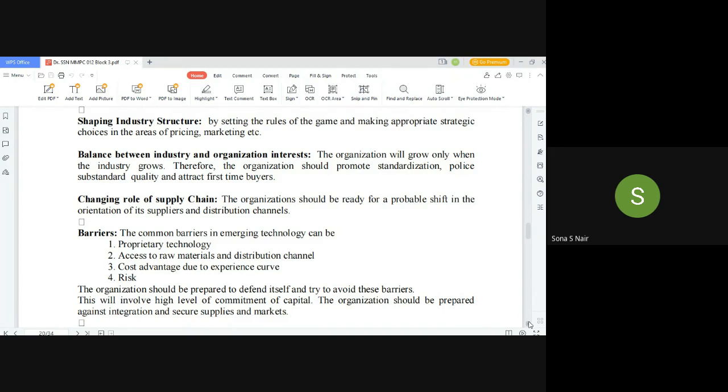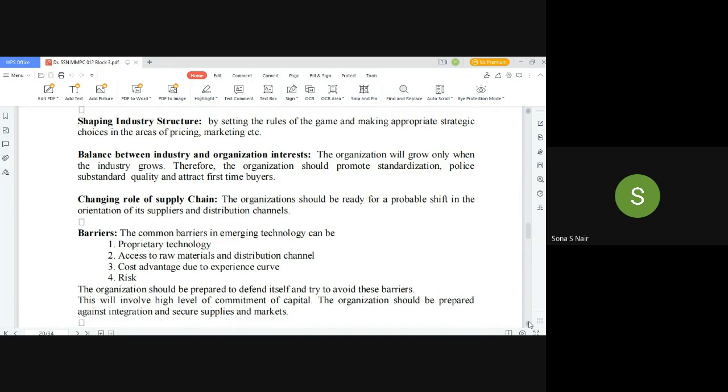Changing role of supply chain. The organization should be ready for a probable shift in the orientation of its suppliers and distribution channels. Because, like we said, strategies are not fixed, the industry rules are not fixed. So the suppliers and the distribution channels are also in a transient stage. They might change their orientations. Some distribution channels might not want to work with this kind of industry. A lot of possibilities are there.